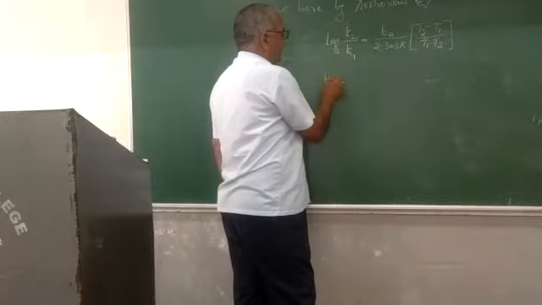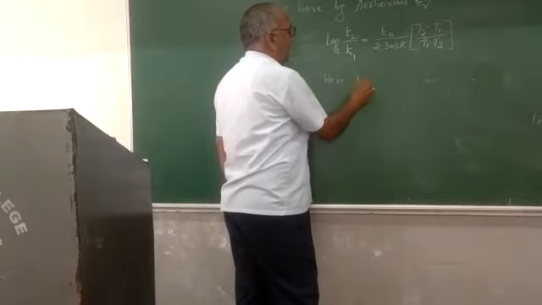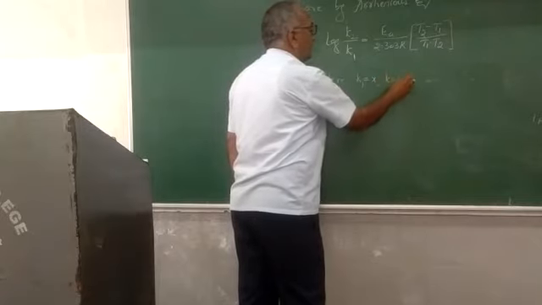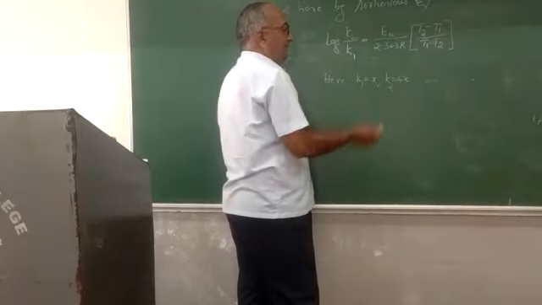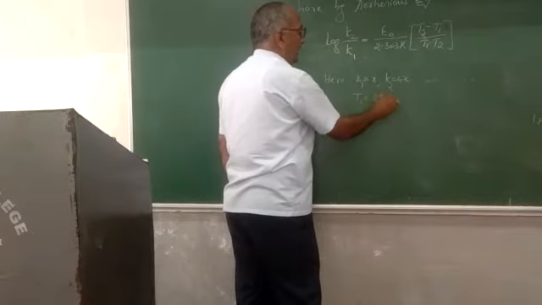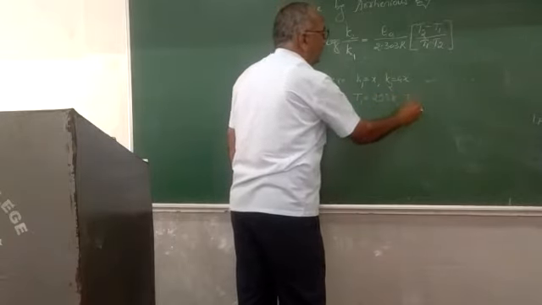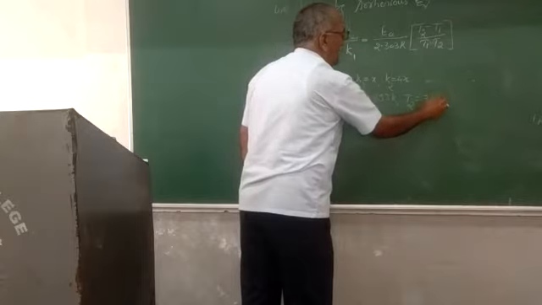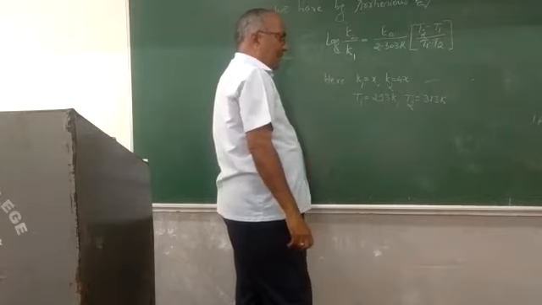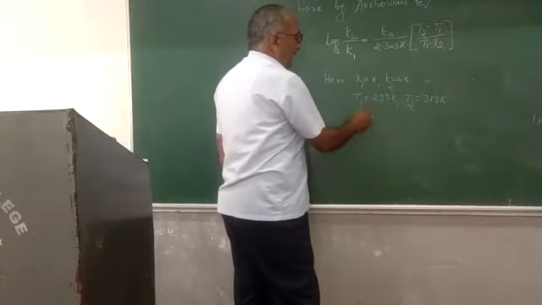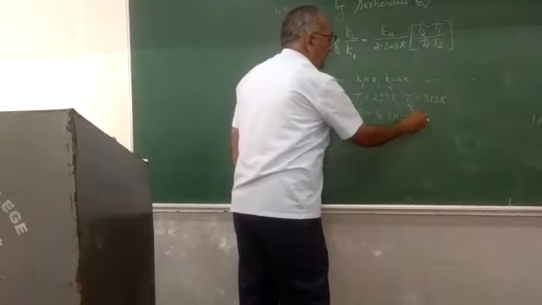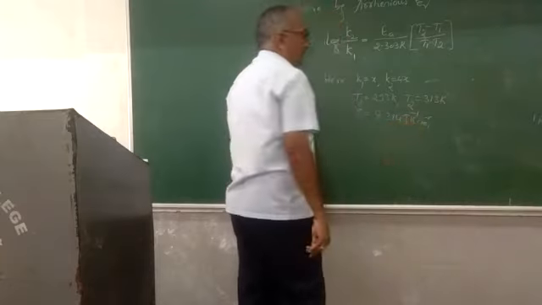Here they are given K1 is equal to x, K2 is equal to 4x, quadruples means 4 times. T1 is equal to 293 Kelvin and T2 is equal to 313 Kelvin, which means it increases by exactly 20 degrees Celsius. And the value of R is known, 8.314 joule per Kelvin per mole.